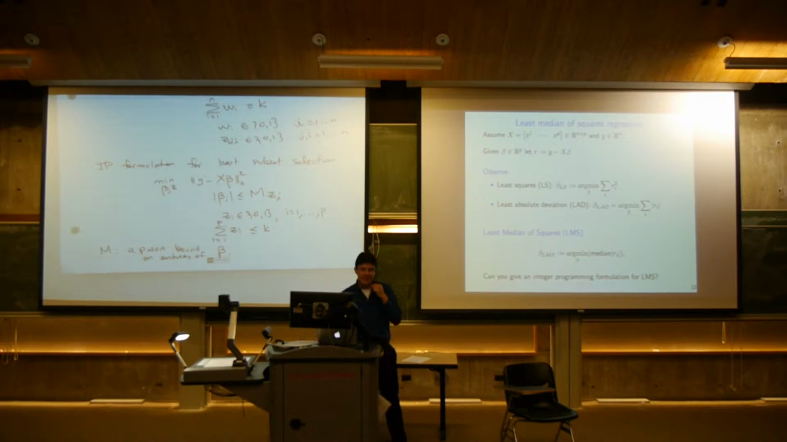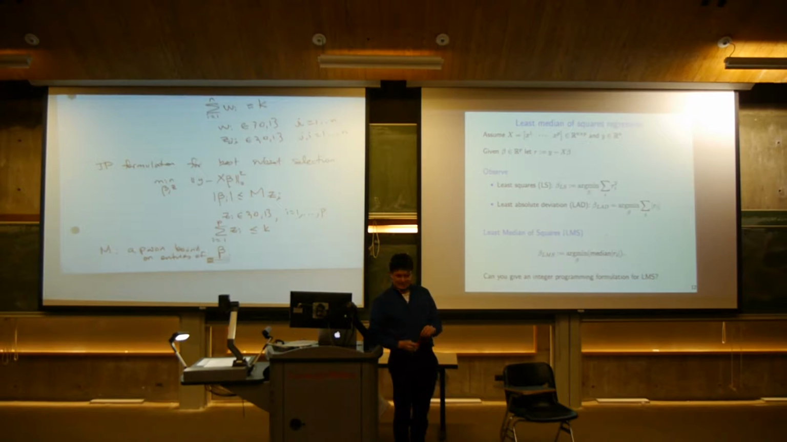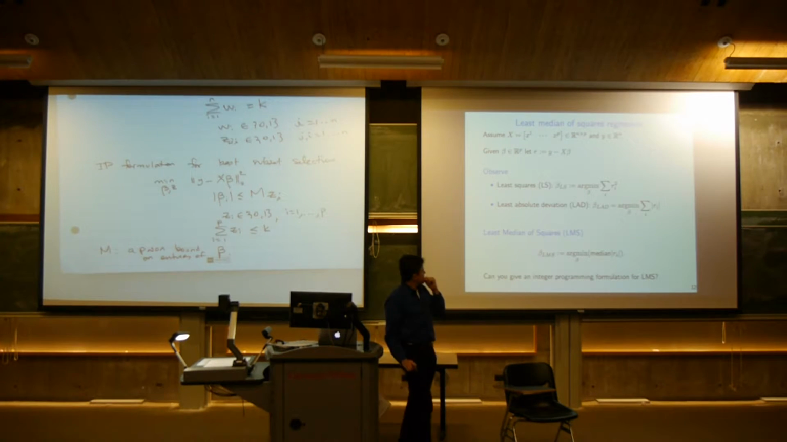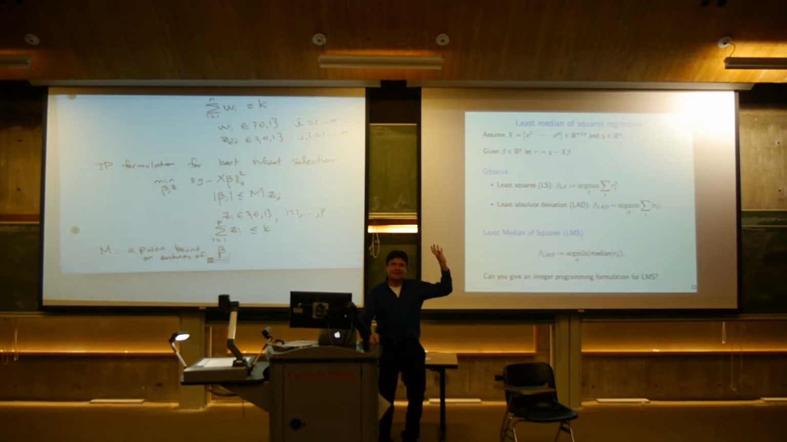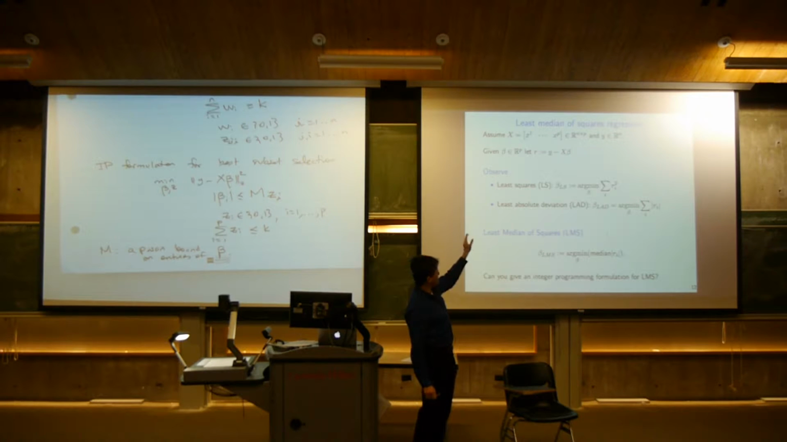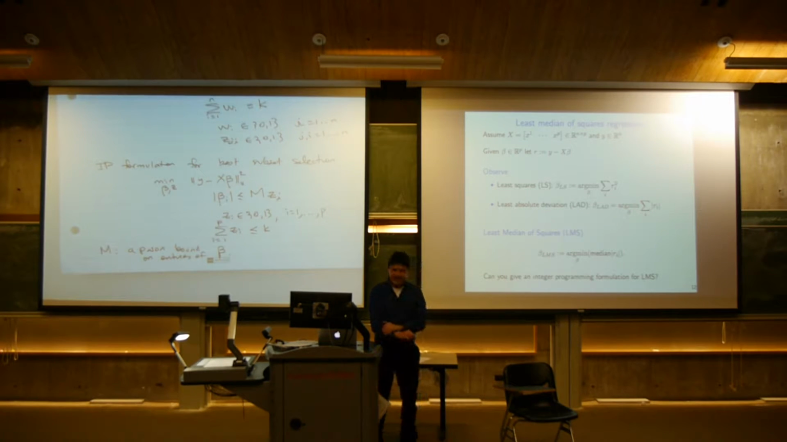Here's another problem that, until maybe a year or 2 years ago, I didn't know anything about. This is called the least median of squares regression. So again, let's think about the same setting as that of best subset or that of regression. You have some data in Rn, some predictors and some response variable. And given a vector of coefficients beta, we call R just the usual residual, y minus x beta.